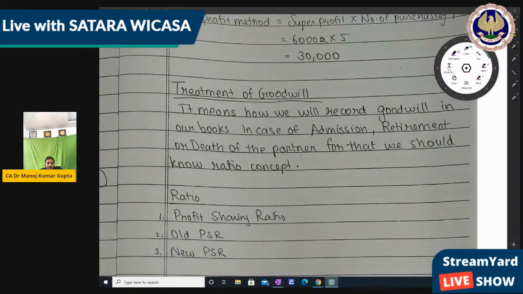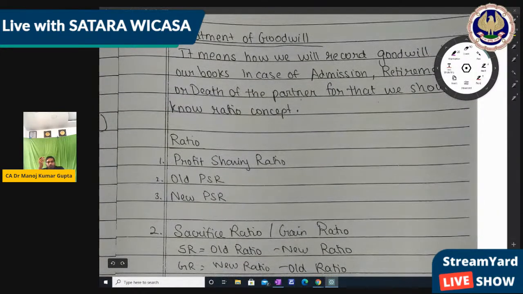For that we should know the ratio concept, right? For treatment purposes we have to know the ratios, because goodwill is given to the sacrificing partner. We have to calculate the new ratio and the old ratio. These ratios are calculated here. We had already done some of this, but still, just read these three ratios: profit sharing ratio, old PSR, and new PSR. So these ratios we had calculated.